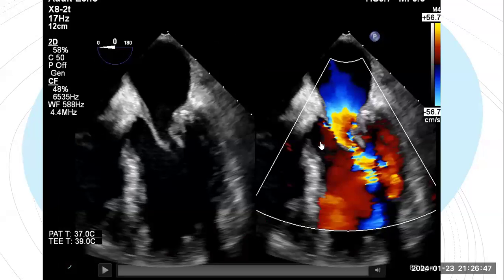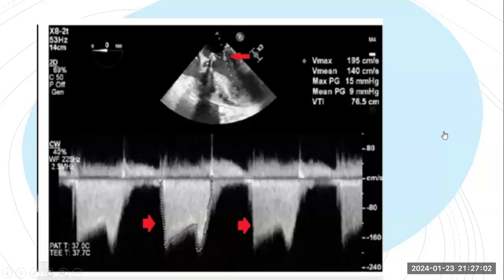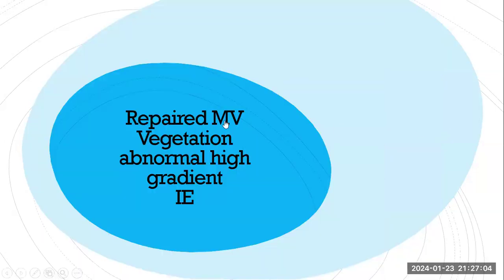Okay. So I just opened the box here, severe MR, MS, degenerative. Can you repeat the code? The code will be here. Repaired mitral valve, vegetation, abnormal high gradient, and at the end, infective endocarditis. Okay? Next one.